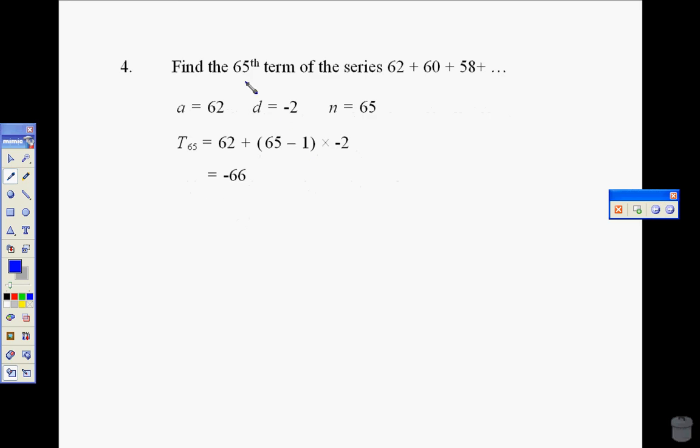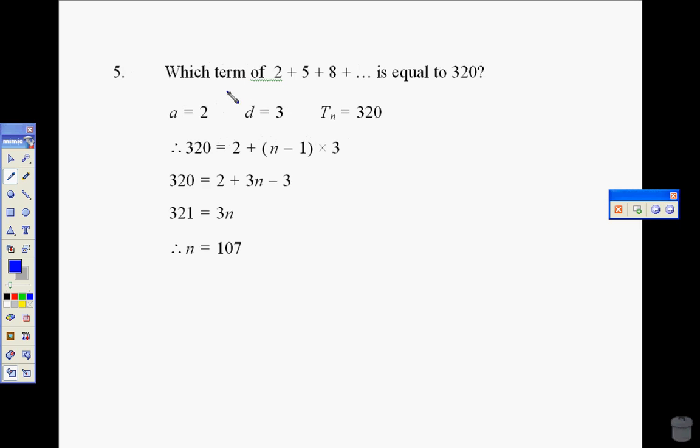This time we have to look at the one for the 65th term in the series. So n is 65, and we're going to have A as 62. That's our first term. But if we notice, this time our series is getting smaller. So we're actually going to go down by 2. 60 minus 62 gives us minus 2, 58 minus 60 gives us minus 2. It's going down by 2. Apply it to the formula again: Tn equals A plus n minus 1 times D. Do the calculation. It gives us minus 66.